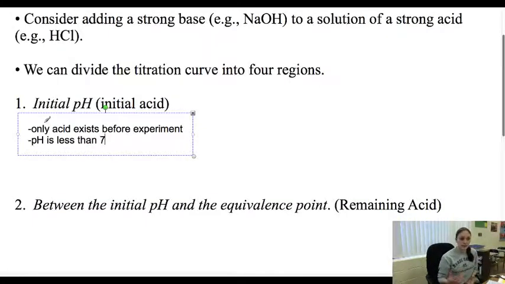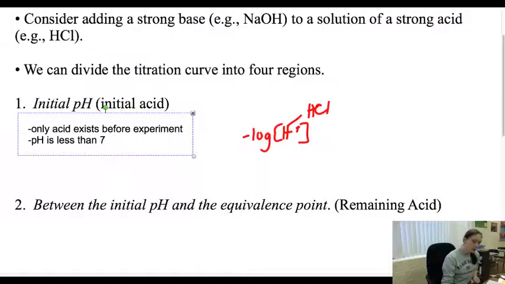So this is the easy part, okay? If we're dealing with a strong acid or a strong base, then you're just dealing with the negative log of whatever my H+ concentration is, which would be whatever the concentration of the acid is. So here we're looking at the negative log of just your H+ concentration, which is going to be whatever it is as HCl, okay?